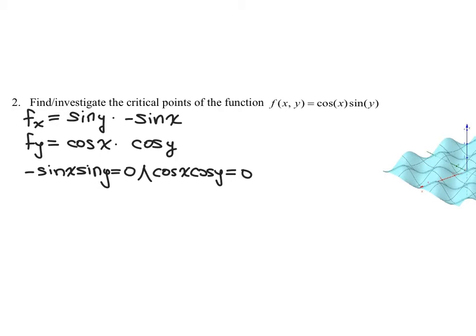All right. So within each equation, I'm solving for x and y. So I'd write it as the sine of x equals 0, or the sine of y equals 0, because if either of those are 0, then that first equation zeroes out. Cosine of x equals 0, or cosine of y equals 0.